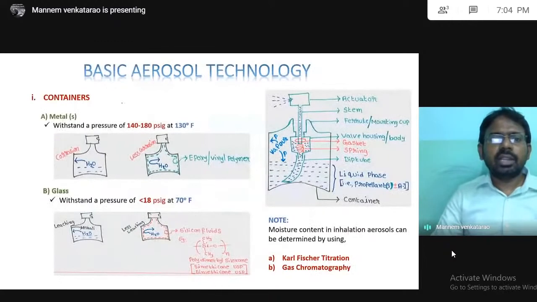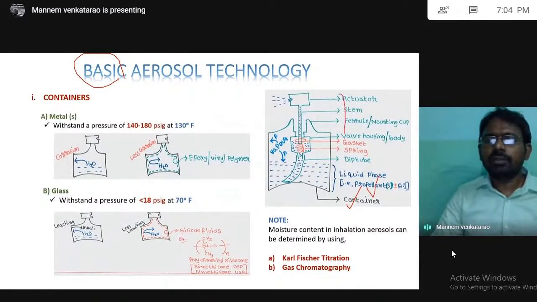Next, basic aerosol technology. In basic aerosol technology, the basic components. What are the basic components? One is the container, second is the propellant, third is the valves. Okay, that's the container. What is the important point? Pressure withstanding by the container. Metal withstanding pressure is important. Next, always either metal or glass, sensitive to moisture. Whether moisture is present or not, how can you determine? By Karl Fischer titration or gas chromatography.